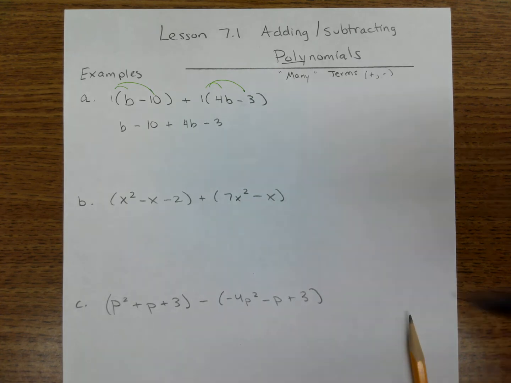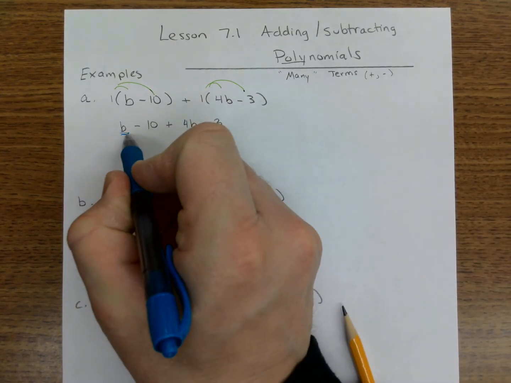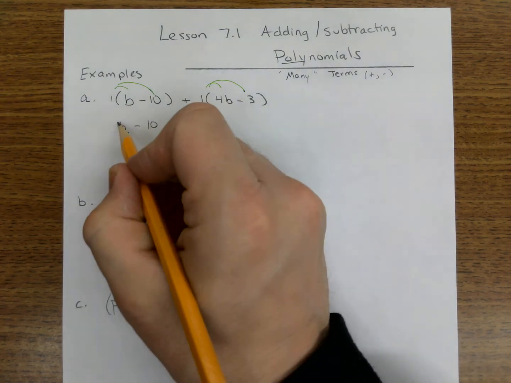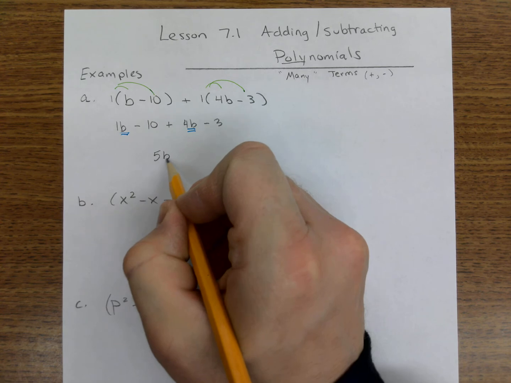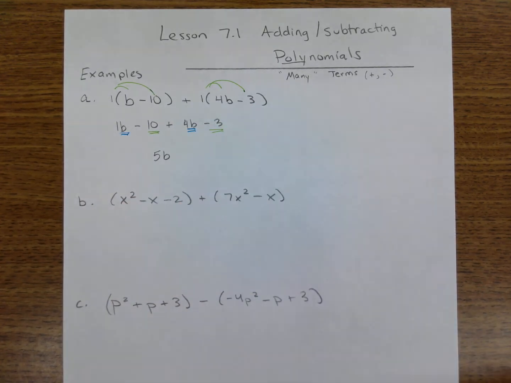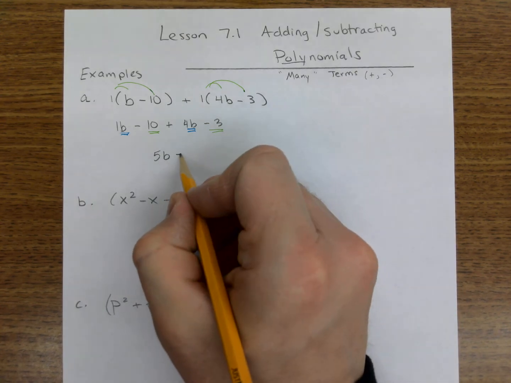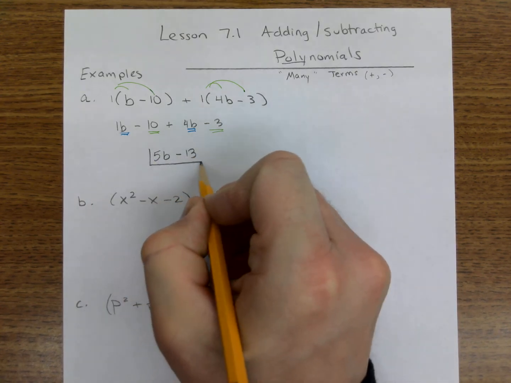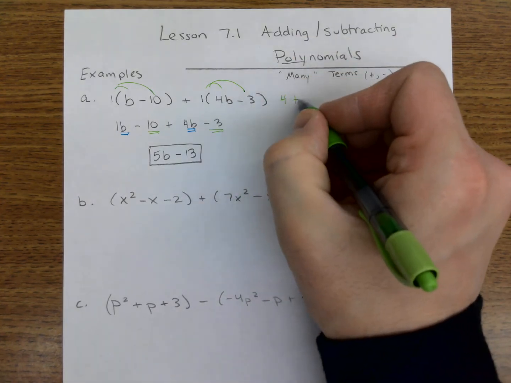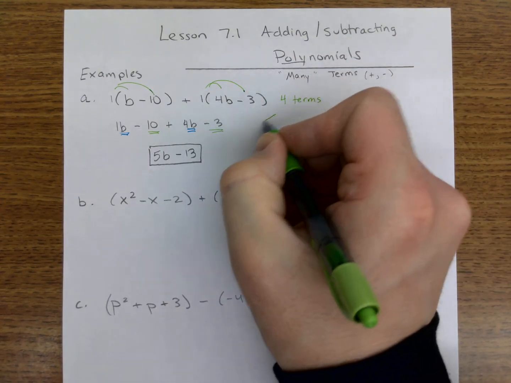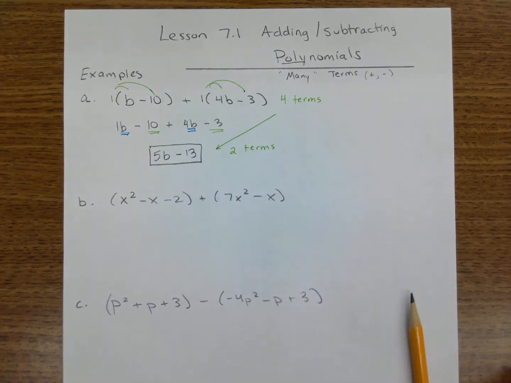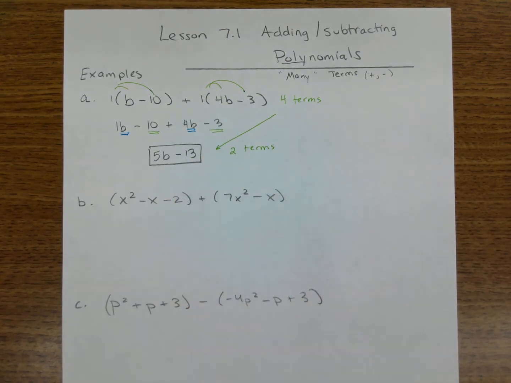And now the job is to combine all the like terms, and these are alike. b and 4b, well, that's 1b, so that makes 5b. And then the other like terms are these ones, minus 10 and minus 3, which is minus 13. And now we have it down to 2 terms. So we took this problem up here that had 4 terms, and we simplified it down to this one that just has 2 terms. And again, remember, we don't combine numbers and letters.